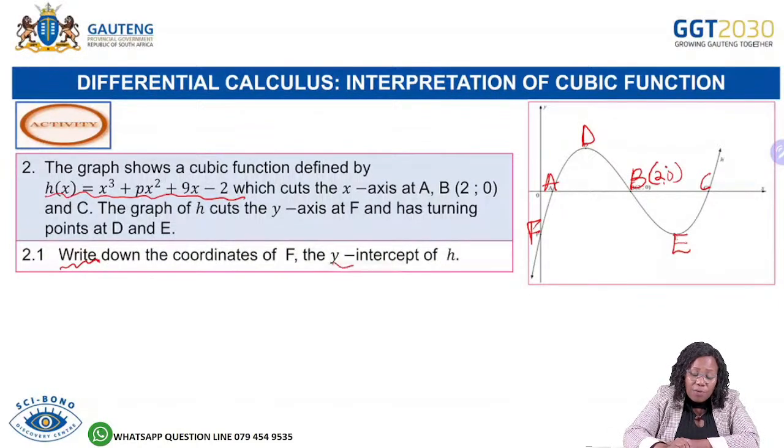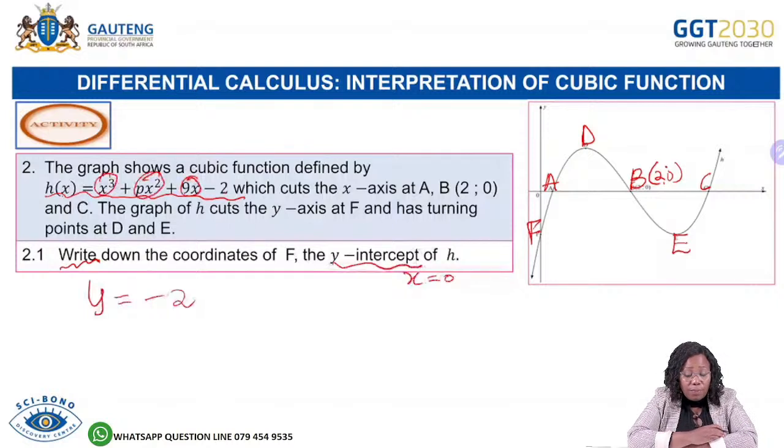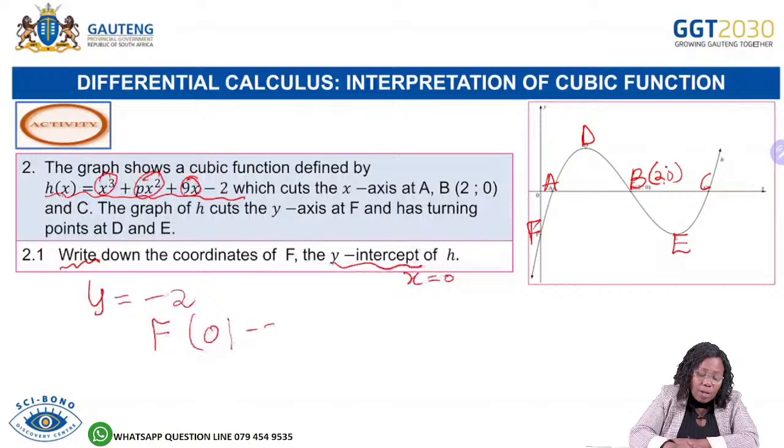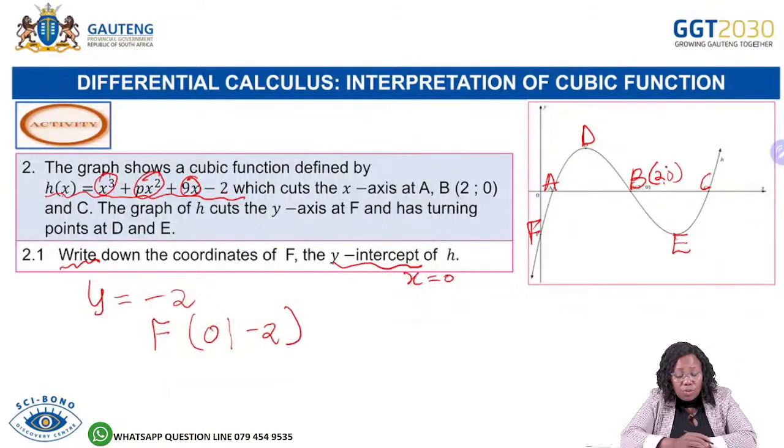We know that if you want the y-intercept, you let x equal to 0. So if you put a 0 there, it will be 0, 0, 0. Can you see your y will be minus 2? That is why they say write down the coordinates of F. That will be x is 0 and y is minus 2. So this is worth 2 marks, grade 12.